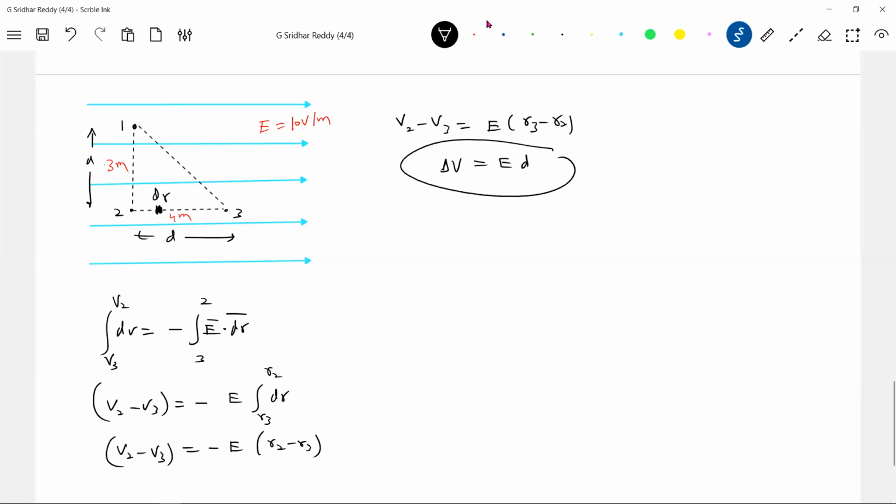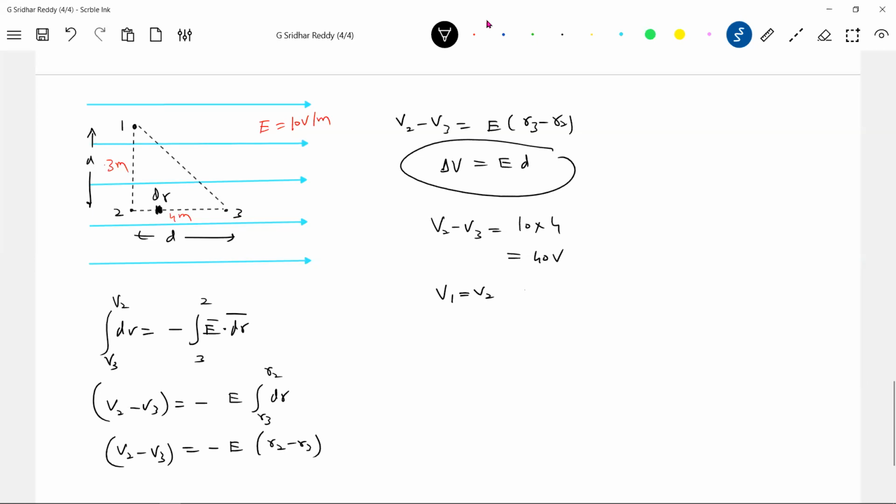I think this will be much easier, no? So how much is V2 minus V3? Electric field strength is how much? 10. And what is the distance? 4. So how much will it be? 40 volt. What is the potential at 1 and 2? It will be equal. We can't tell absolute potential. Potential at 1 and 2 will be equal.